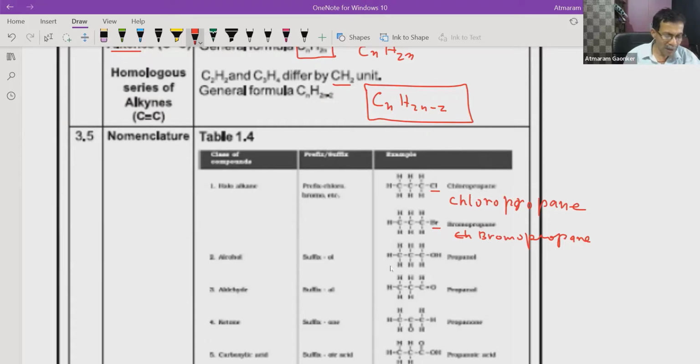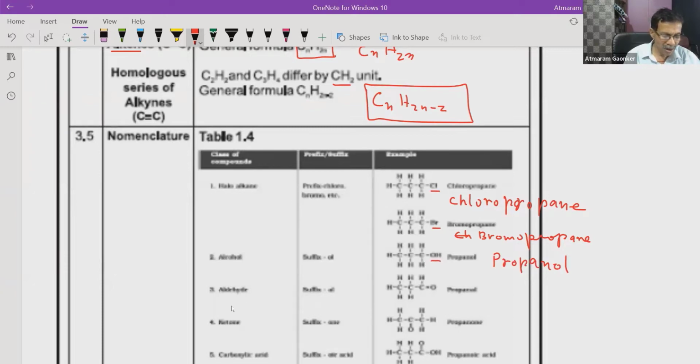Now, next one is alcohol. 3 carbons are there, so it is propane. 3 carbons are there, that means it is propane. And OH is there, so I can write this as propanol.